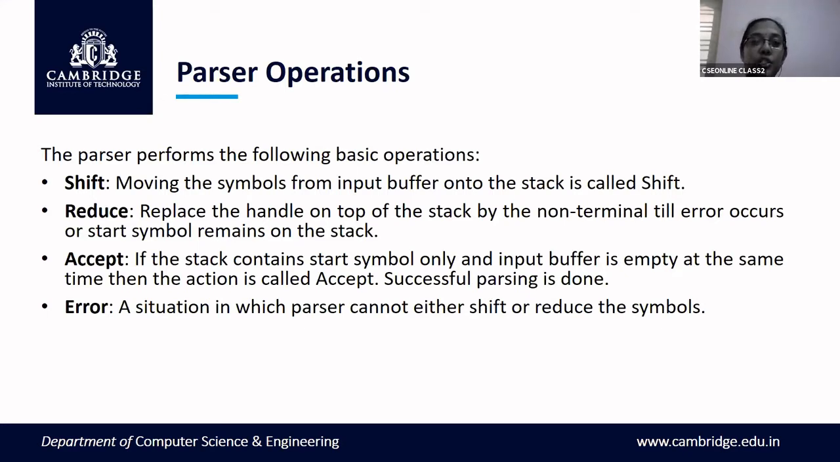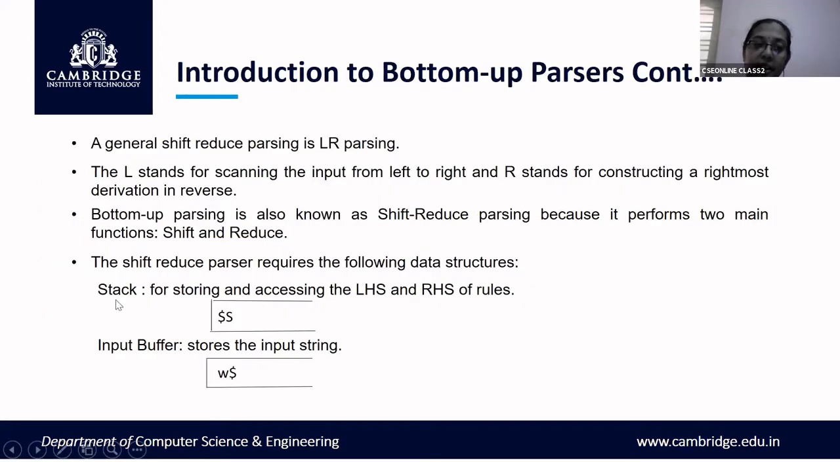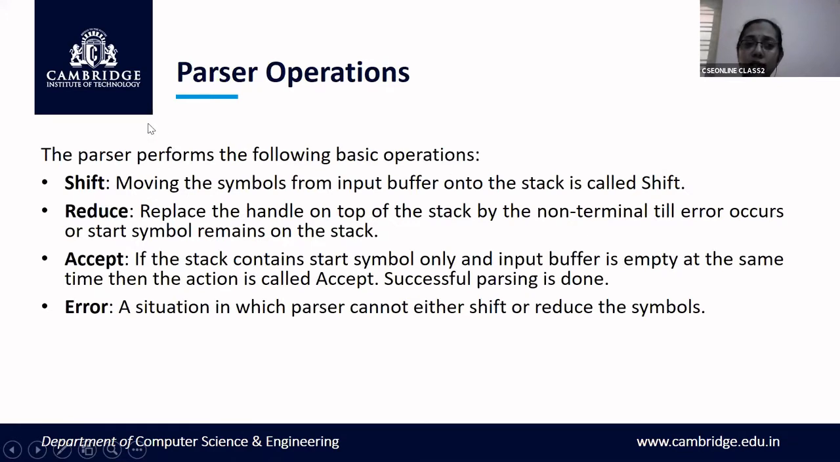You have 2 data structures. One is your input buffer and the other is the stack. The input buffer is used to store the input string that you are supposed to parse, and the stack is the data structure used to replace these terminal symbols with non-terminal symbols, the LHS and RHS of the production rules, right? The shift operation moves a symbol from the input buffer onto the stack. Moving a string or a symbol from the input buffer to the stack is called the shift operation.